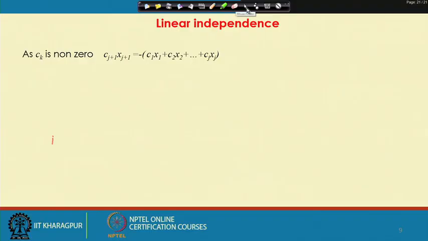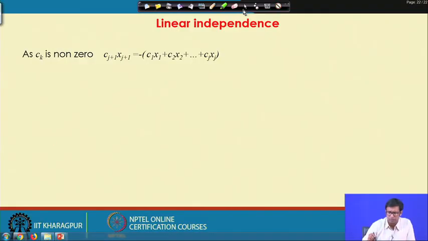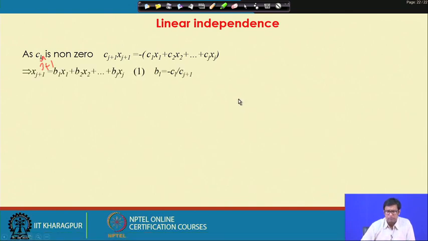As C k is non-zero, there is one C k which is non-zero, so C k is rather C j plus 1. As C j plus 1 is non-zero, C j plus 1 x j plus 1 is minus of this sum. And x j plus 1, because C j plus 1 is non-zero, is a combination of the first j eigenvectors.